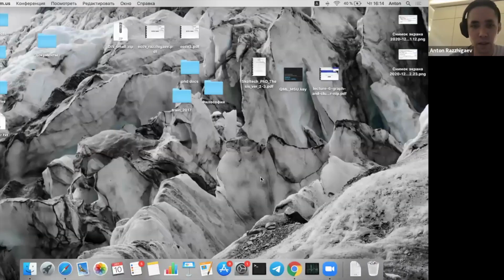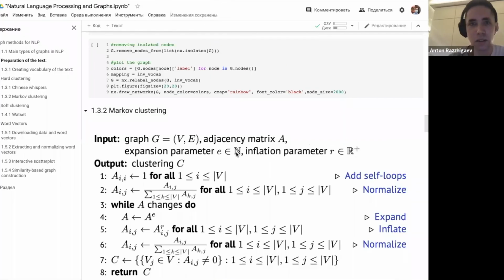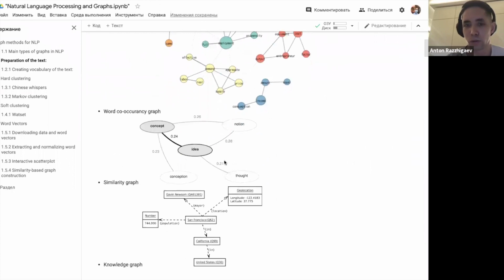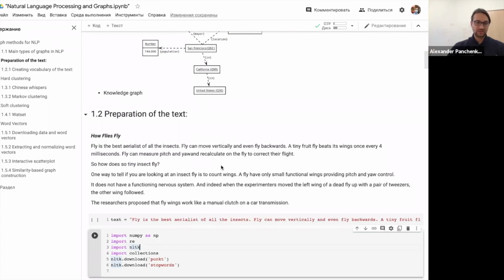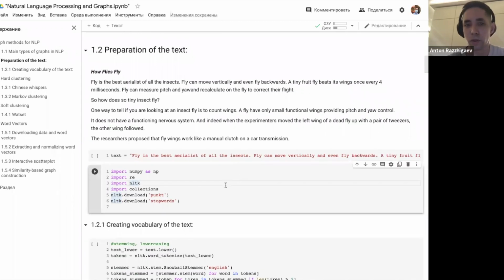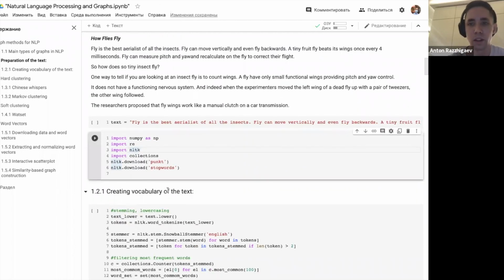Hello, Alexander. Hello, everybody. Let me share my screen. Do you see the Colab notebook? Yes, yes, we can see. I've sent the link to the chat, so you can open it, copy it to your Google Drive and repeat all the experiments.